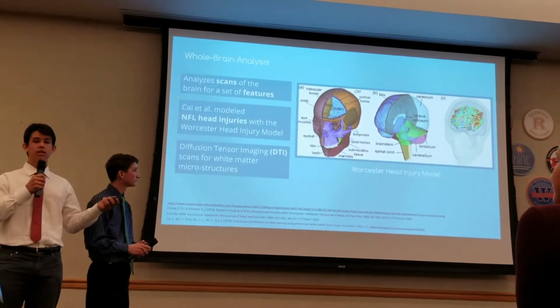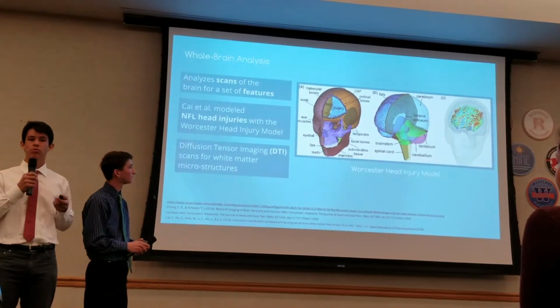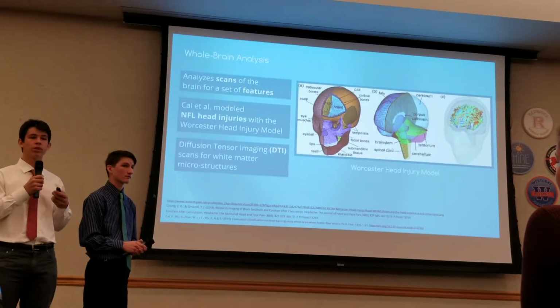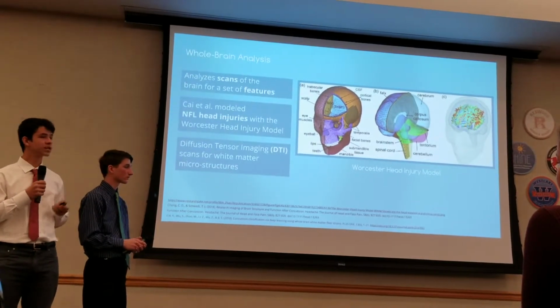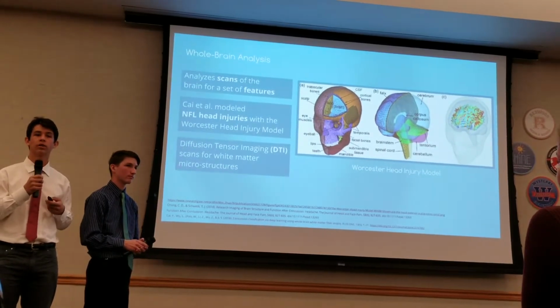And so the study which Ben just described is pictured on the right, and that is using the Worcester head injury model. One example of whole brain analysis is DTI, or diffusion tensor imaging, and that's looking at the small microstructures occurring within the white matter of the brain.